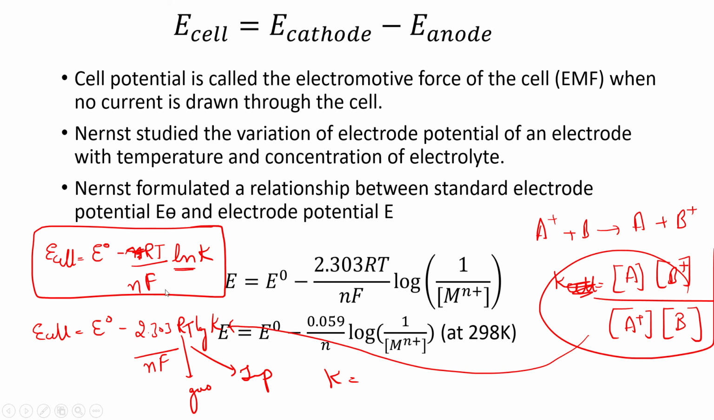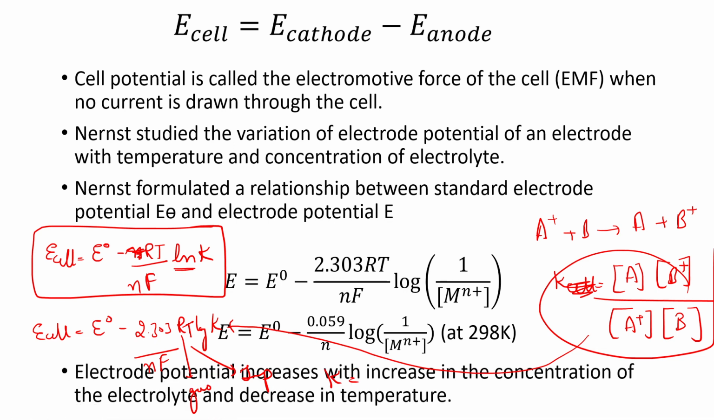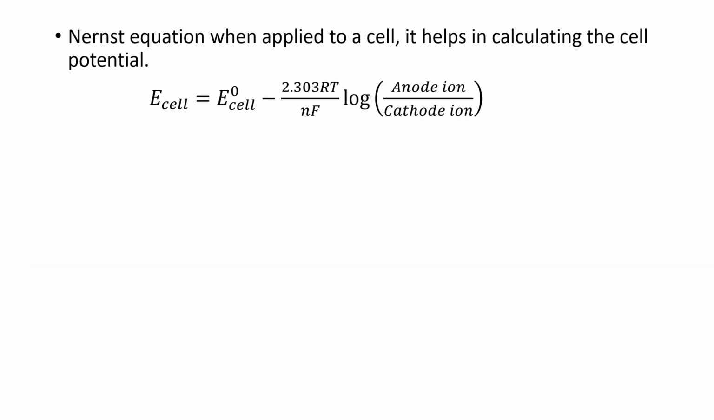We'll discuss this in detail in the next video, and we'll also solve some examples. Electrode potential increases with the concentration of the electrolyte and decreases with temperature. We'll study all these factors. For now, we'll just study the Nernst equation.